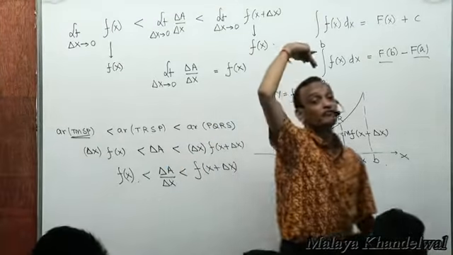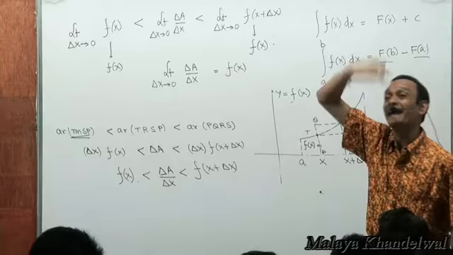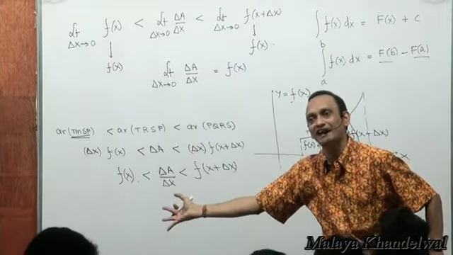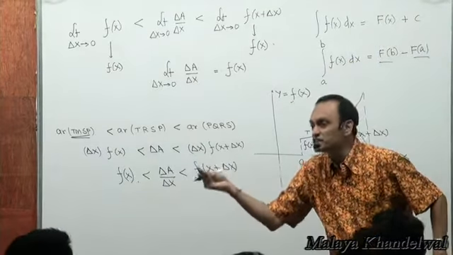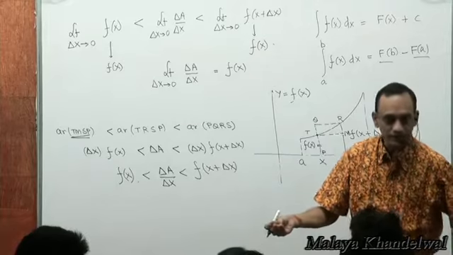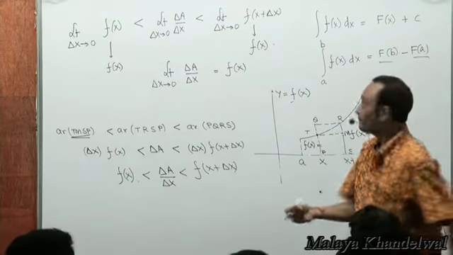Where delta A is what? The additional area from x to x plus delta x. A is the area up to x. Delta A is the additional area from x to x plus delta x. How about it? Right? Good.